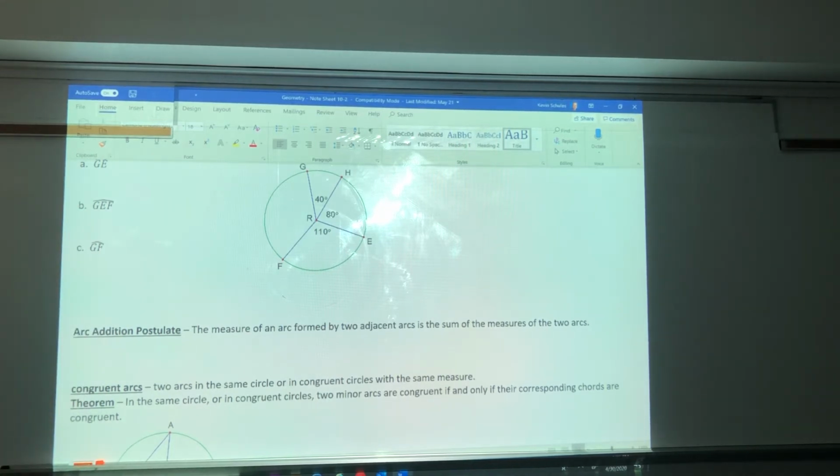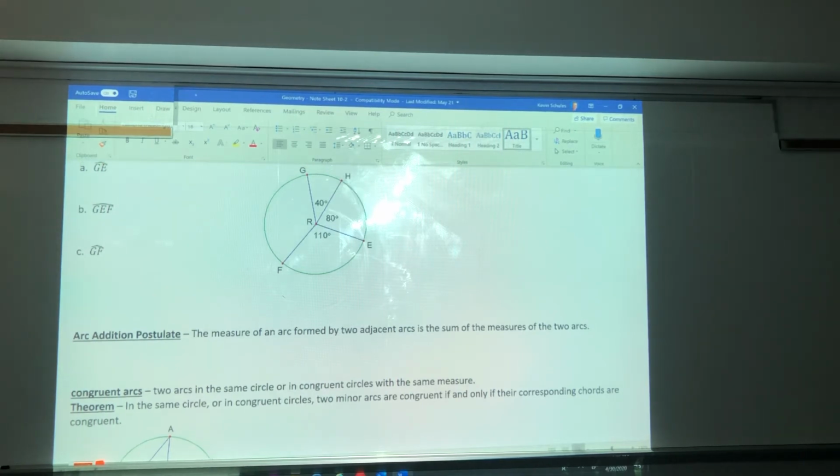Okay, congruent arcs are 2 arcs in the same circle, or congruent circles with the same measure. You know, anything that's congruent is going to have the same measure, and obviously, congruent arcs are the same as everything else we talked about: congruent angles, congruent lines, congruent segments. Okay, let's work our way down here.